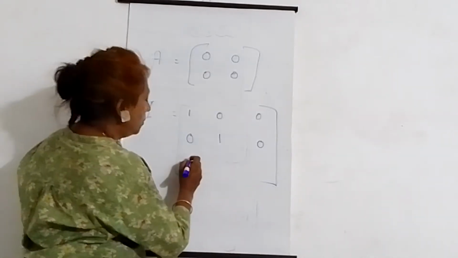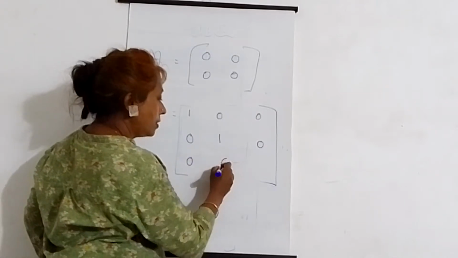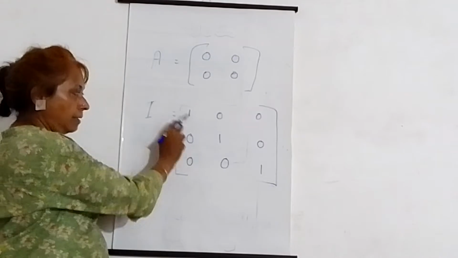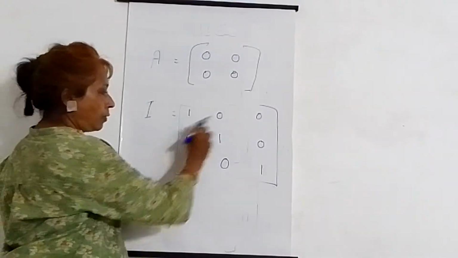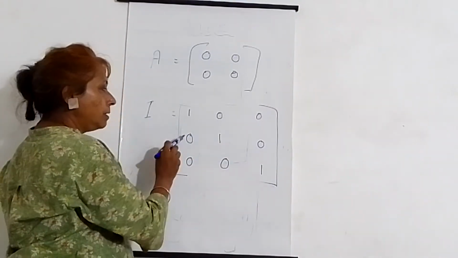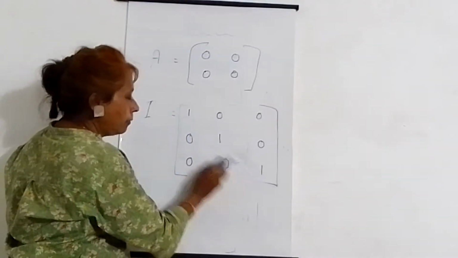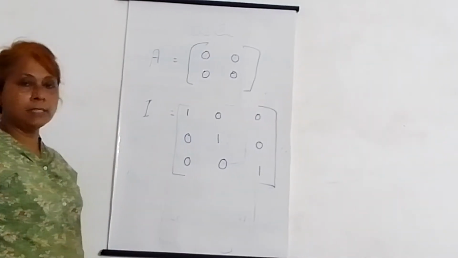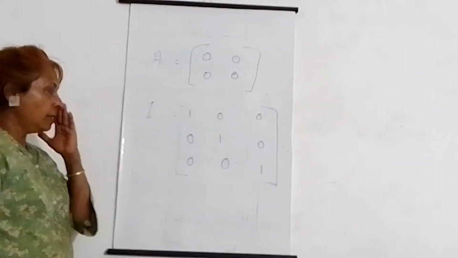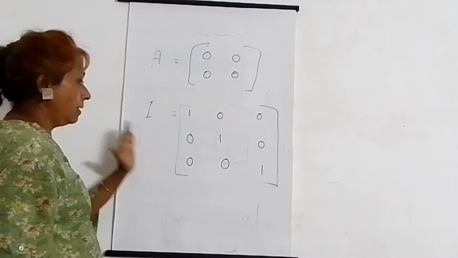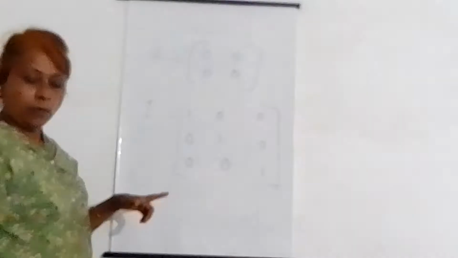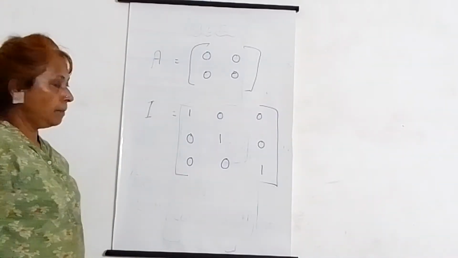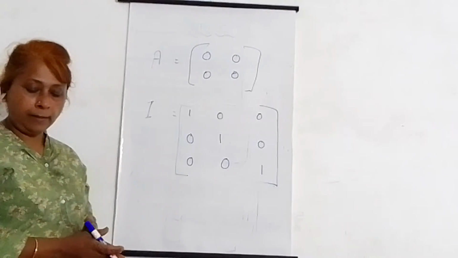So I am going to put 0 here and again 0 here, 1 here. So this is an identity matrix. See, it's a square matrix, and all the members except the diagonal ones are 0, and only the diagonal members are 1. And this is the identity. We call it the identity matrix or unit matrix. Okay. So now two conditions are there.